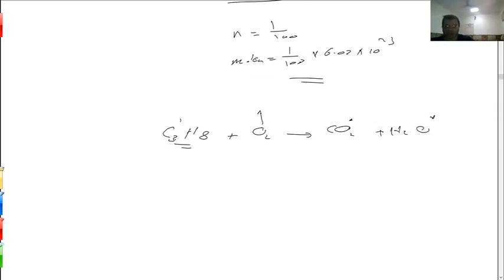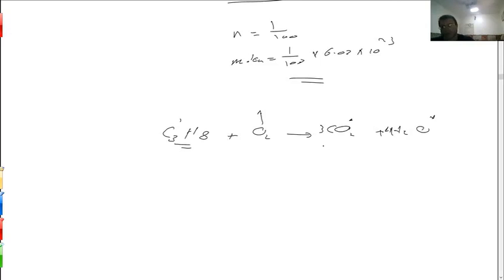How many carbon do we have here? Three divided by the number of carbon on the other side. Three divided by one gives you three, but carbon is already balanced now. Hydrogen, we have eight hydrogen here divided by two gives you four, but hydrogen is already balanced now.